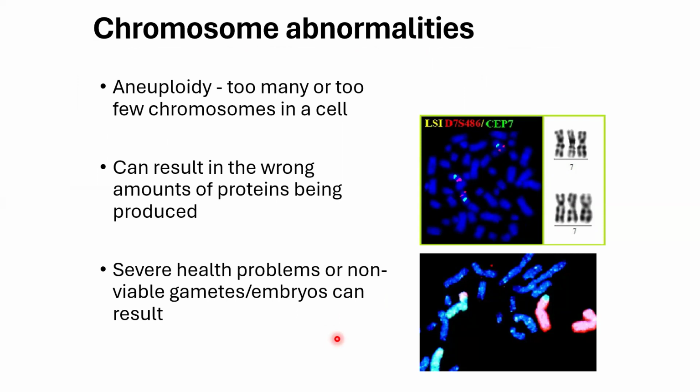So now when things go awry, there are some chromosomal abnormalities to consider. One of the first ones is aneuploidy, which is basically either too many or too few chromosomes in a cell. It can result from the wrong amounts of protein being produced. If you have any chromosomal abnormalities, you end up with severe health issues and basically non-viable gametes or embryos.